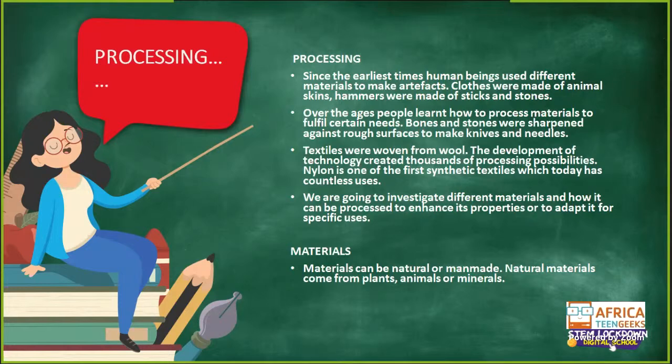So what it means is that our ancestors got their tools from their environment. But as technology started improving, the first one that was made was what? Nylon. Okay. We are going to investigate different materials and how they can be processed to enhance their properties or to adapt them for what? Specific uses. Now, let's look at materials.